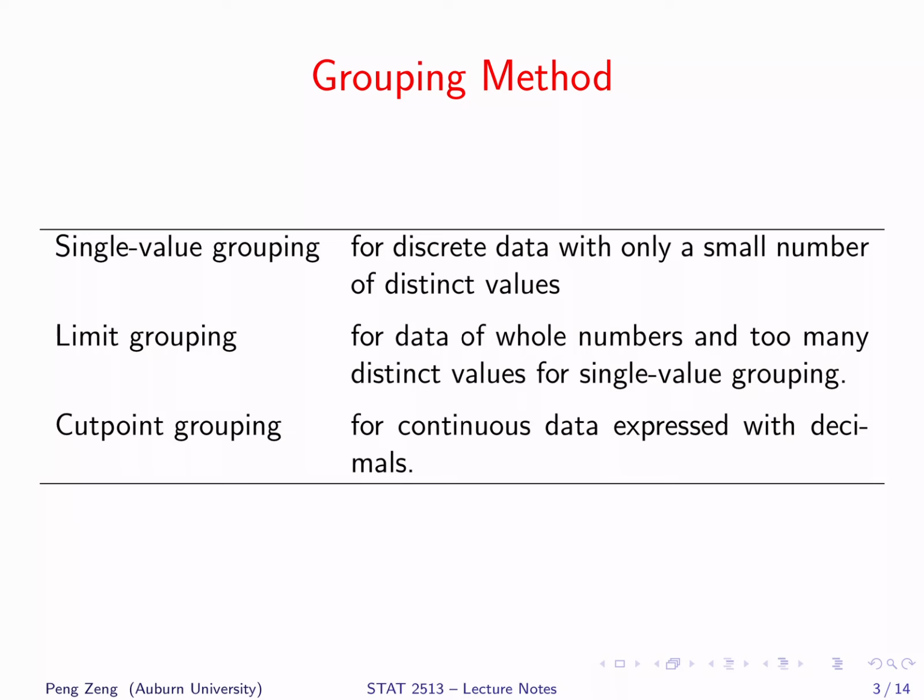There are different ways to group observations into categories. The first one is single value grouping. It is for discrete data with only a small number of distinct values. We essentially treat each value as a distinct class. The second one is limit grouping. It is for data of whole numbers and too many distinct values for single value grouping. The last one is cut point grouping. It is for continuous data expressed with decimals. We will show one example for each group method in a while.